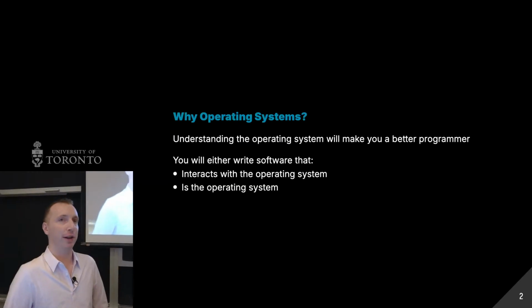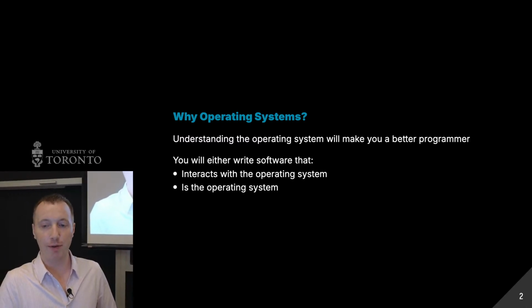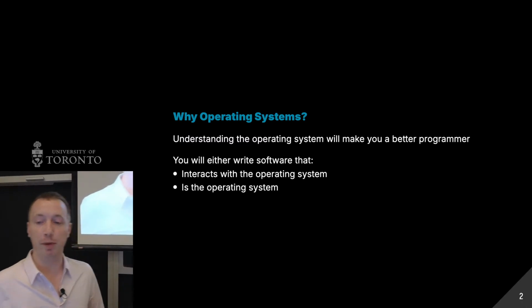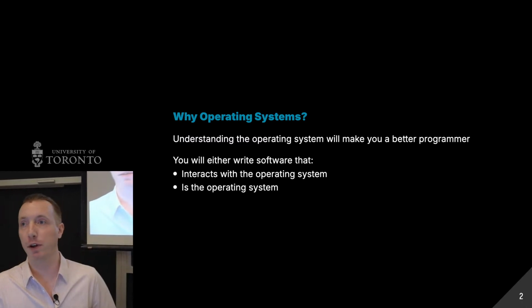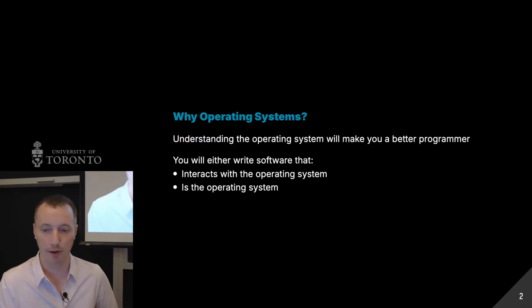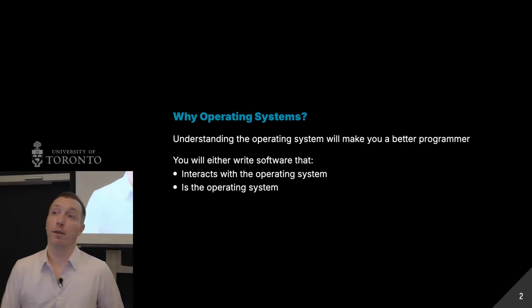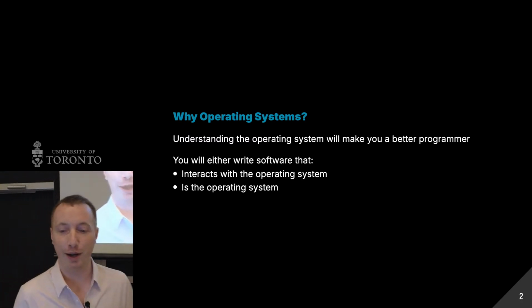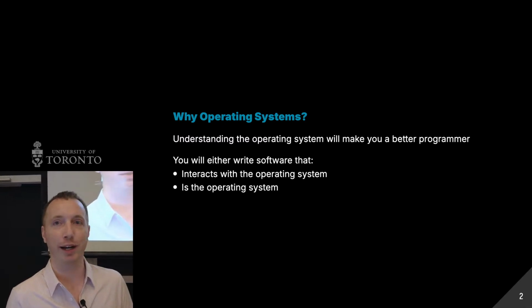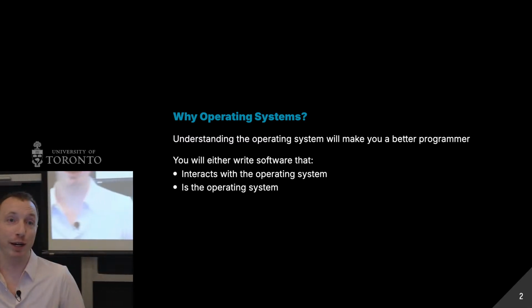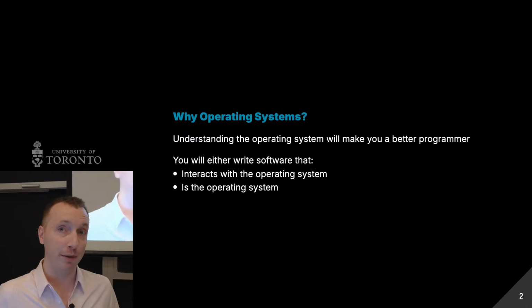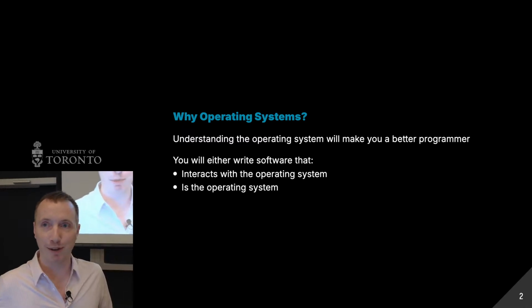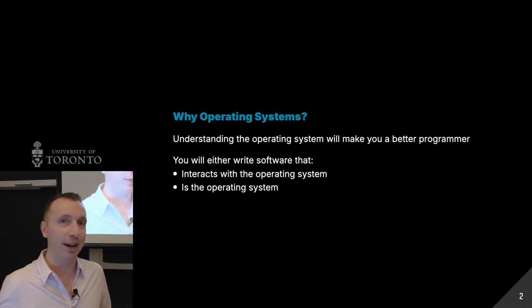All right, so let's dive into our first question. Why would you take this course? Understanding operating systems will make you a better programmer even if you don't actually write operating systems later in your career, because from my point of view, there's only two types of software. You either write software that interacts with the operating system or you're writing an operating system. There's no in between. Most of you probably will be in the first category, which means everything interacts with the operating system. It's important to know how to actually use it and use it properly.